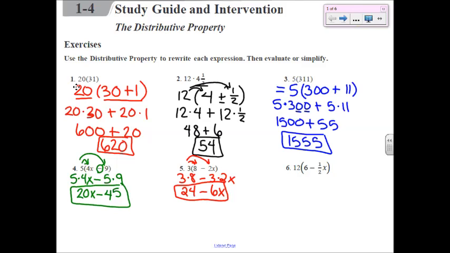And the last one on this page here, number 6, doing it much the same way. 12 times 6 minus 12 times a half x. Twelve times 6, well, 10 times 6 is 60, and 2 times 6 is 12. 60 plus 12 is 72. And then half of 12 is 6. Still have the x. That's as simplified as it gets.